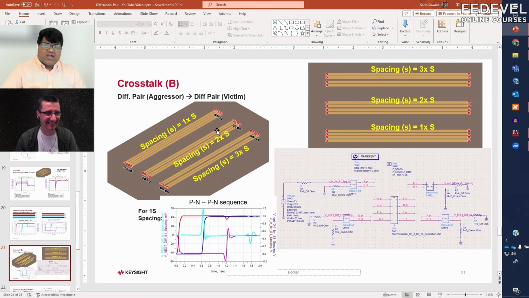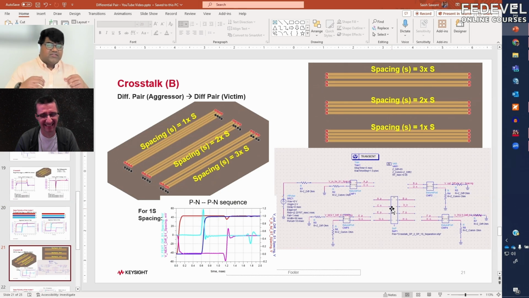Okay, so we have this example. Now here we have four nets, like four single nets. You'll see that they're forming two differential pairs, the first one and the second one, and the plan is the same. We have one spacing, two spacing, and three spacing. So you clearly see that the two differential pairs are getting separated. I'm curious, what is the result?